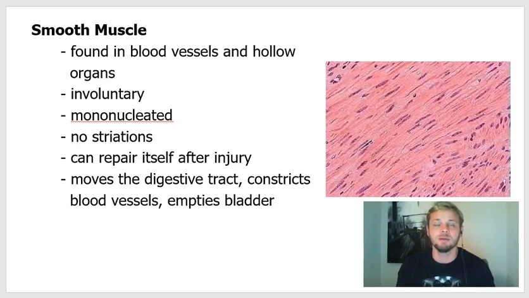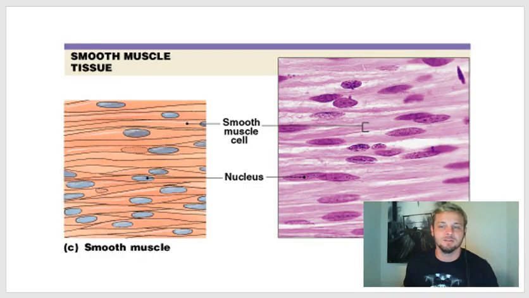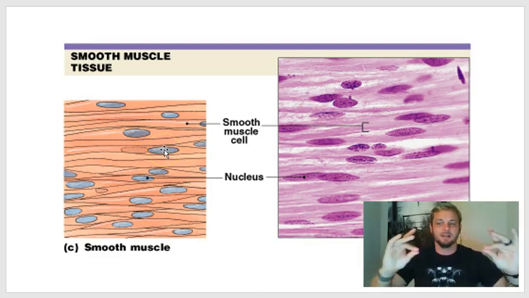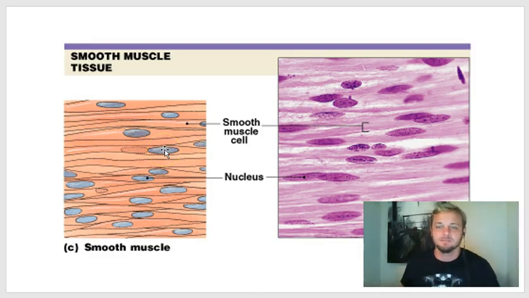It's pretty good at repairing itself after injury, and its job is to move stuff through the digestive tract, constrict your blood vessels, and empty the bladder. So when you're looking at smooth muscle, again, one nucleus per cell. These cells are kind of spindle shaped, so they're thicker in the middle and then taper off at the ends, as you can see right here in this one.